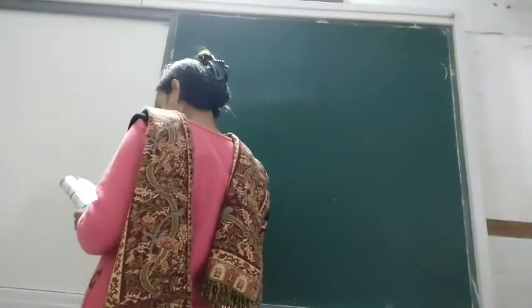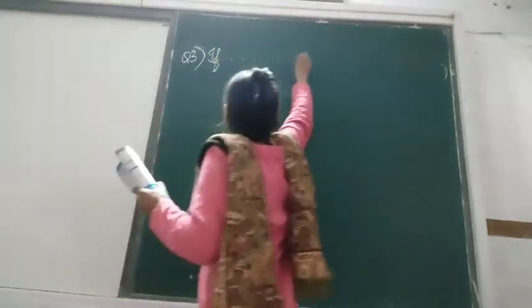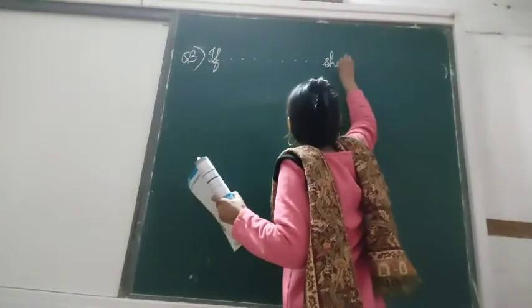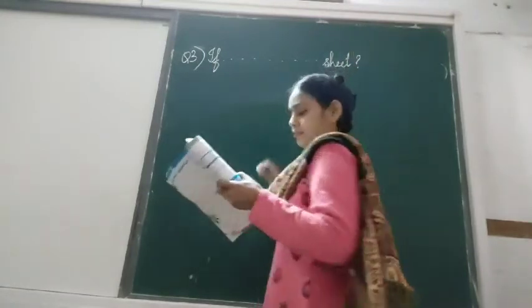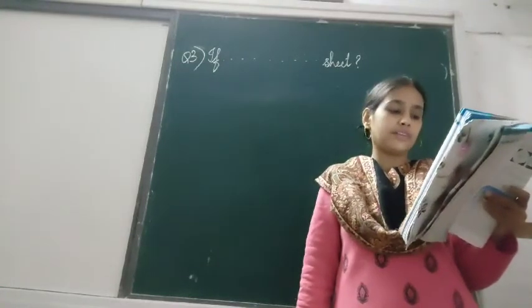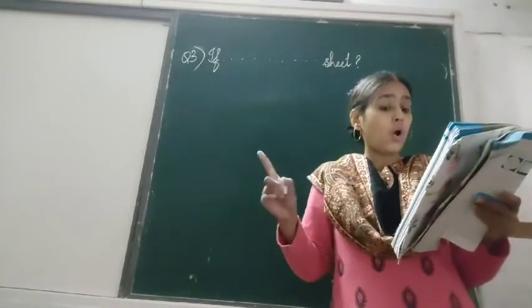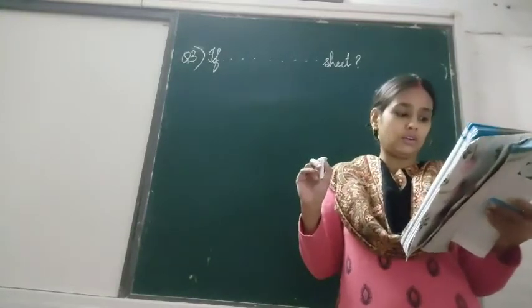Now we start with question number 3. If the circumference of a circular sheet is 154 meters, find its radius. Also find the area of the sheet.